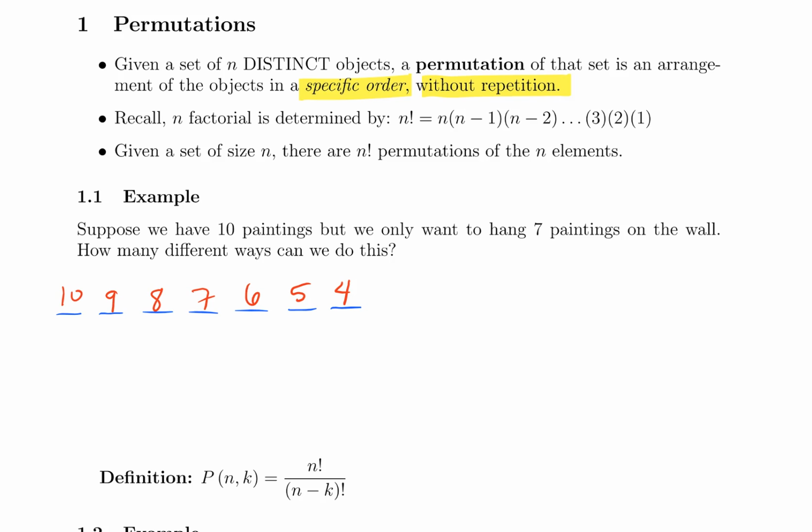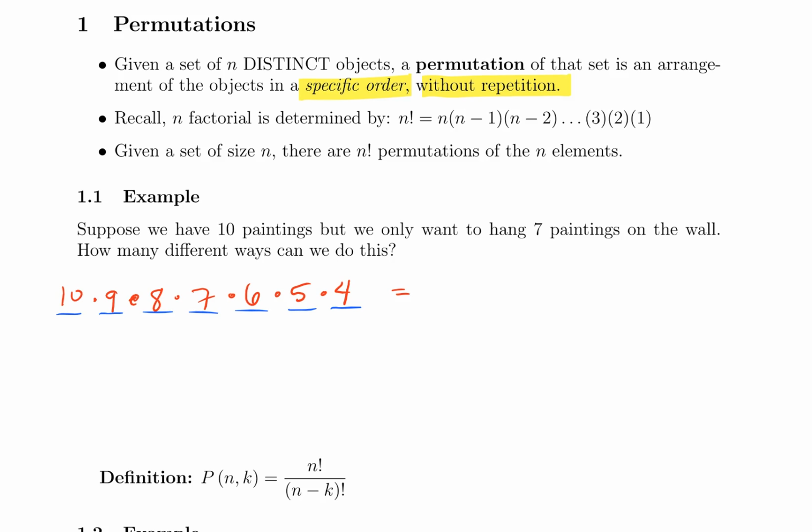So if I want to figure out how many ways that I could hang these 7 paintings, I want to take the product. So I want 10 times 9 times 8 times 7 times 6 times 5 times 4. Now this should look kind of familiar, or at least maybe a little bit suspicious, that we're multiplying in order, starting at 10, the number of paintings that we had, and then we went down to 4 for some reason.